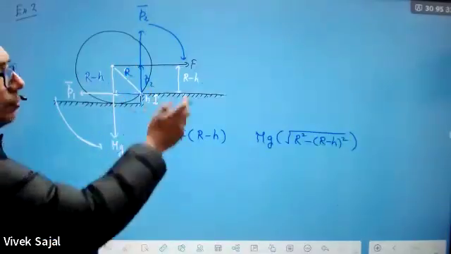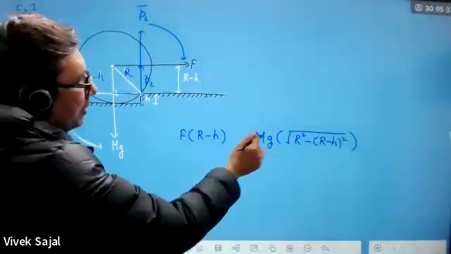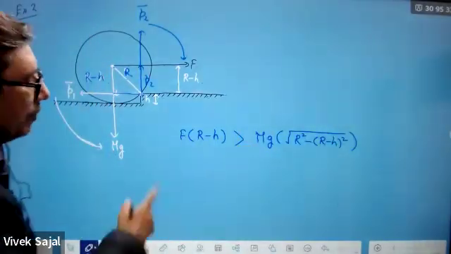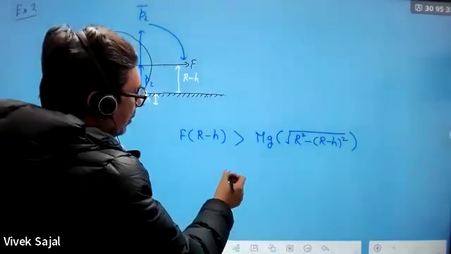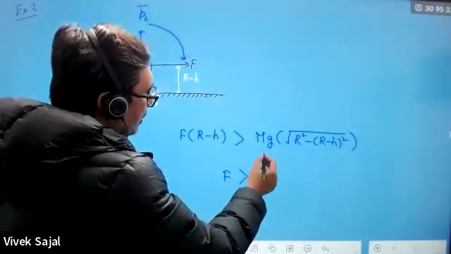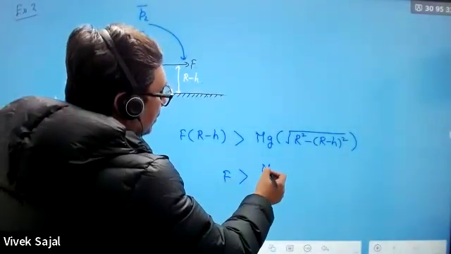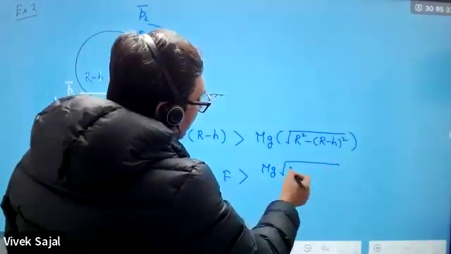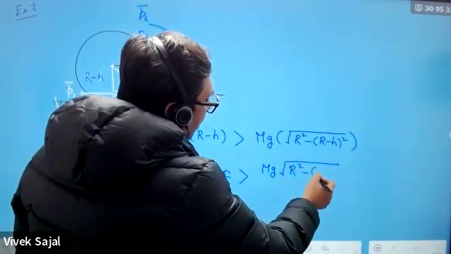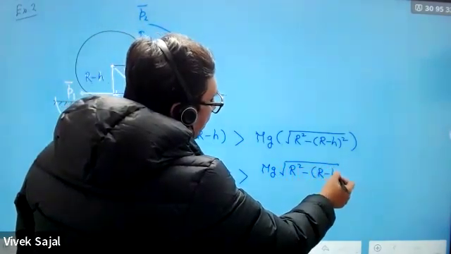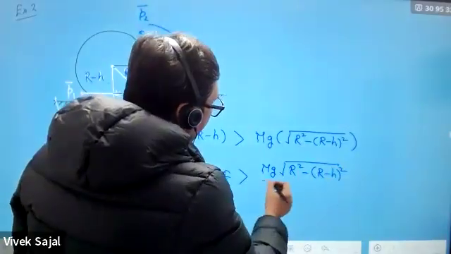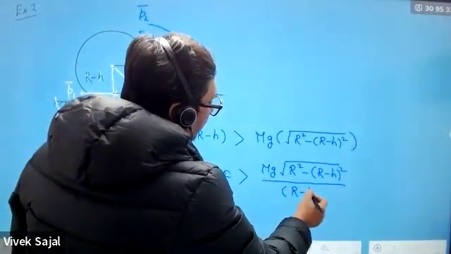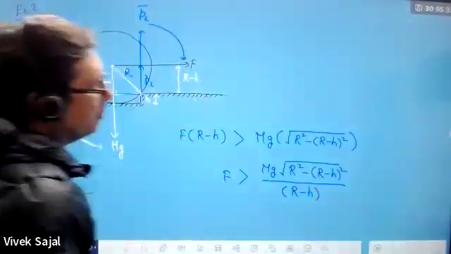So that it can overcome this, this torque should be greater than this one. So it should be like this. So what will be the minimum force? The minimum force is given by this. This will be mg multiplied by the square root of r square minus (r minus h) square, divided by (r minus h). So this will be the minimum force.